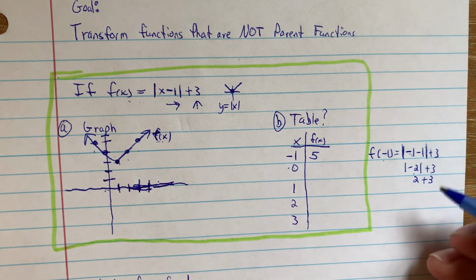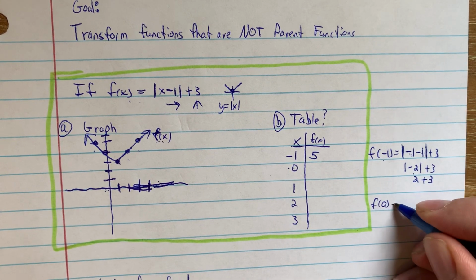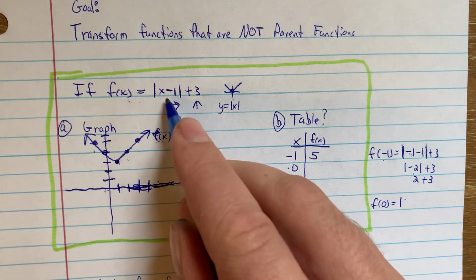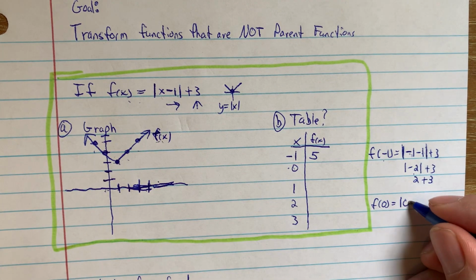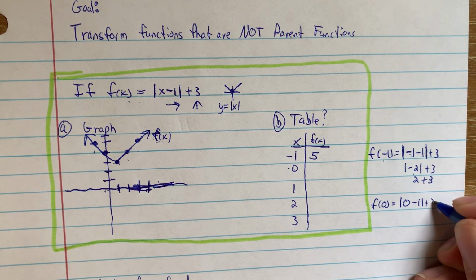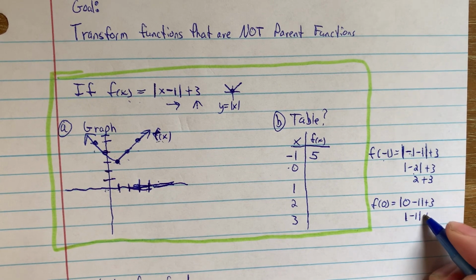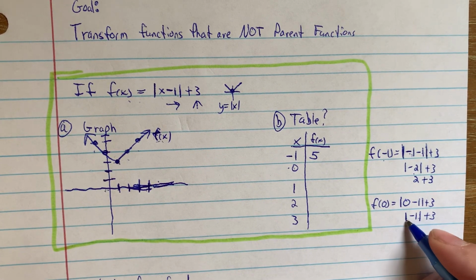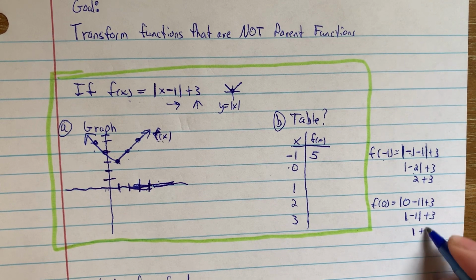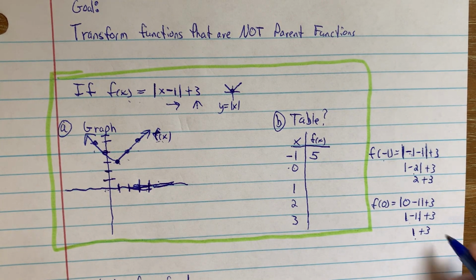We can do the same thing for f of 0. So f of 0 equals absolute value of, we could put in 0 for x, 0 minus 1, plus 3. 0 minus 1 is -1. And the absolute value of anything is how far away it is from 0. Absolute value of -1 is 1. It always makes the number inside positive. And 1 plus 3 is 4.